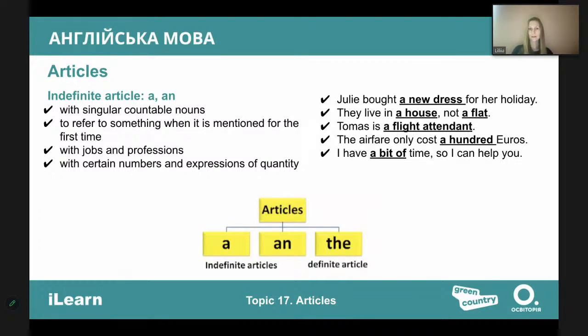Then, with certain numbers and expressions of quantity. For example, I have a bit of time, трохи часу. Or I have a little, for example, money. And then also article a. But that is a more special rule. We will speak about it later.